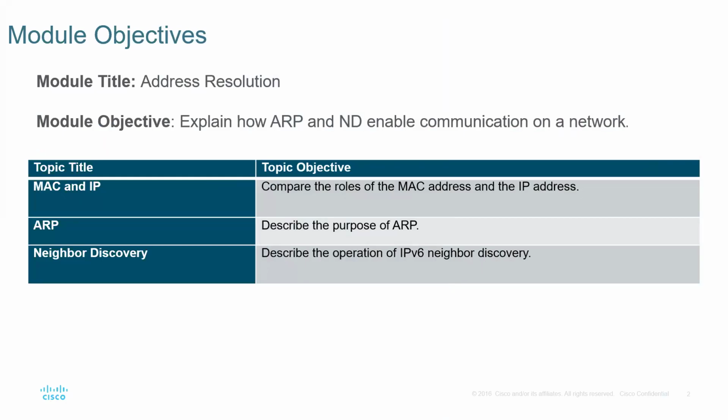So our objectives. Our major objective is to explain how ARP and ND, neighbor discovery, enable communication on a network. We're going to compare the roles of the MAC address and the IP address, describe the purpose of ARP, and describe the operation of IPv6 neighbor discovery.